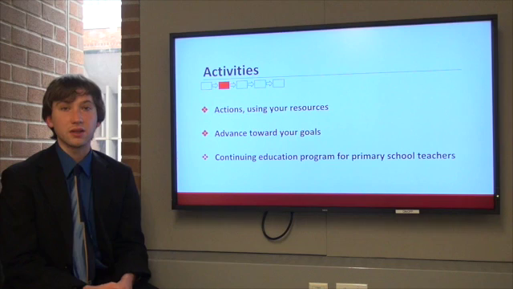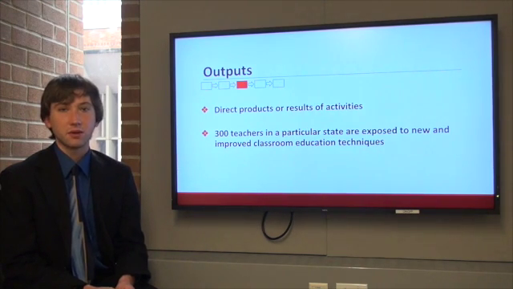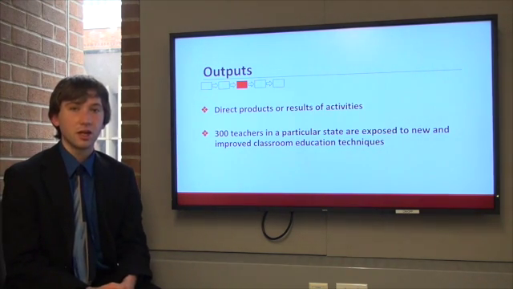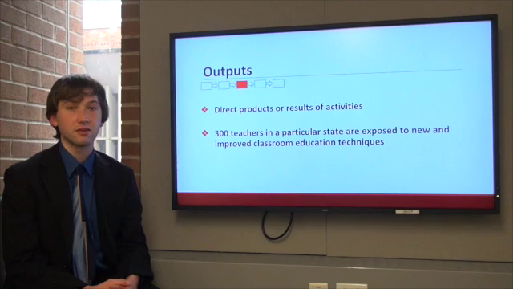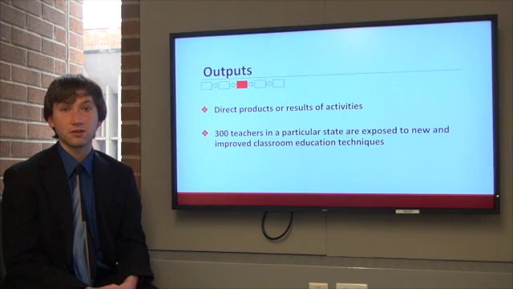Now, activities lead to outputs. Outputs are the immediate, direct results of your activities. If you want to think about your outputs, it can be helpful to consider, what did my activities immediately accomplish? Now, if we have an activity that's a continuing education program for primary school teachers, an example of an output might be 300 primary school teachers in a particular state being exposed to new and improved educational techniques.